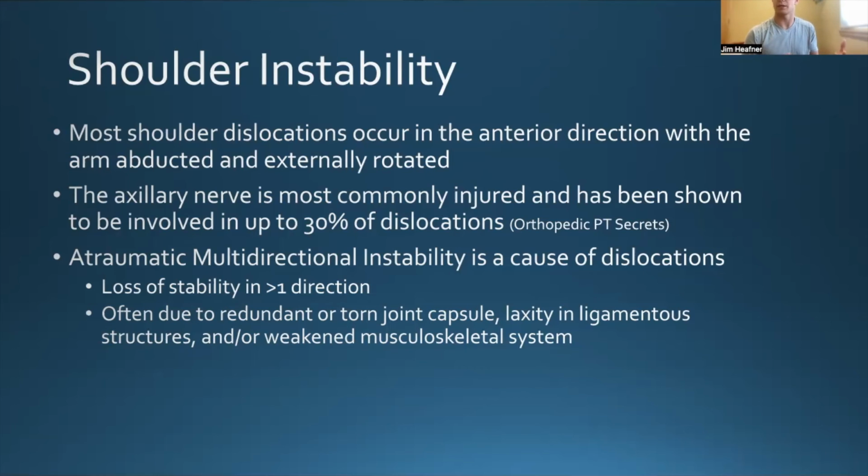On the next slide, we're going to talk about TUBS versus AMBRI. TUBS is traumatic unilateral. AMBRI is multidirectional instability. This is often due to a redundant or torn joint capsule or a laxity in the ligamentous structures. So if someone goes into this position and these structures are weak or lax, there's going to be a much higher tendency for the shoulder to push forward.